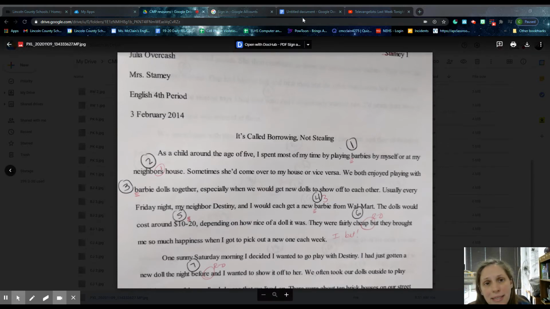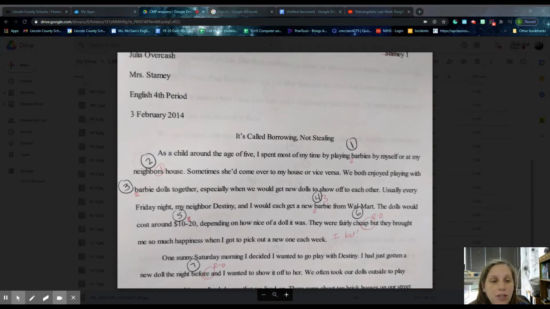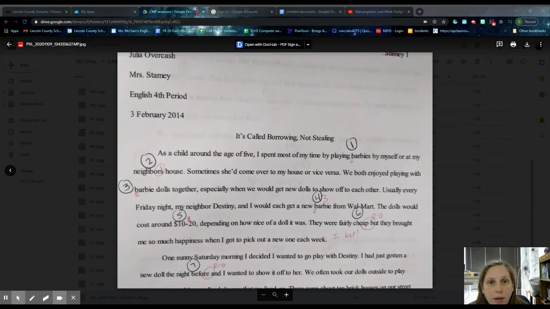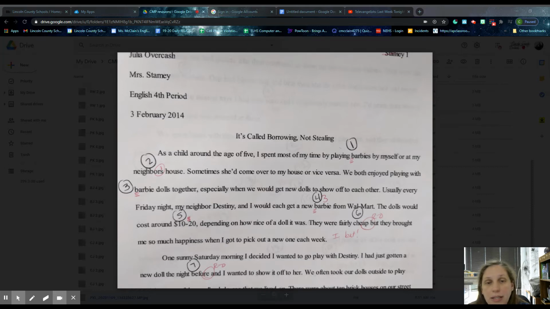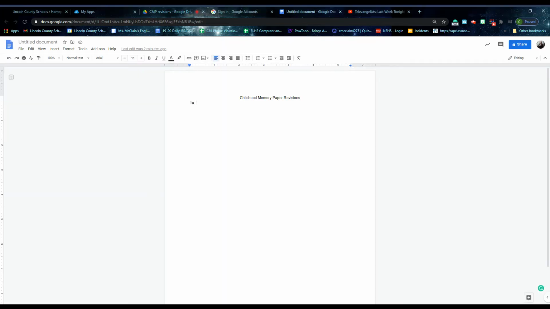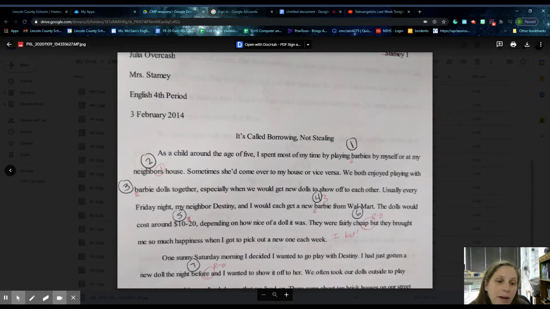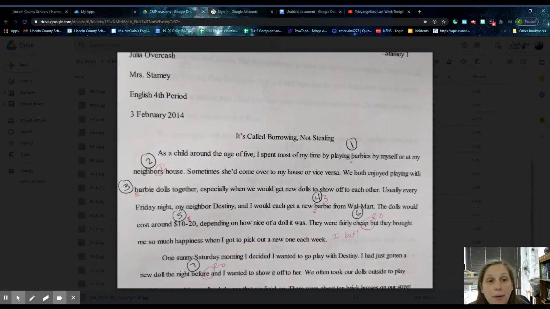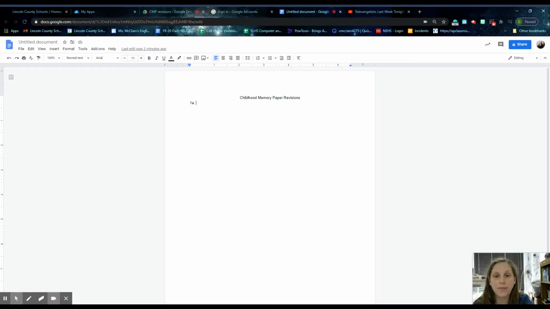For each number, your revisions are going to have an A and a B. If I was just doing these 7, I would have 1A, 1B, 2A, 2B, 3A, 3B, and so on and so forth. 1A is always my mistake was. You can see here in number 1, the mistake was that they didn't capitalize the word Barbie, which is a proper noun. So 1A, my mistake was I did not capitalize a proper noun. And B.